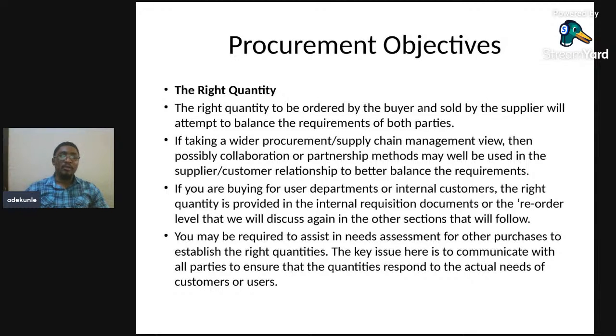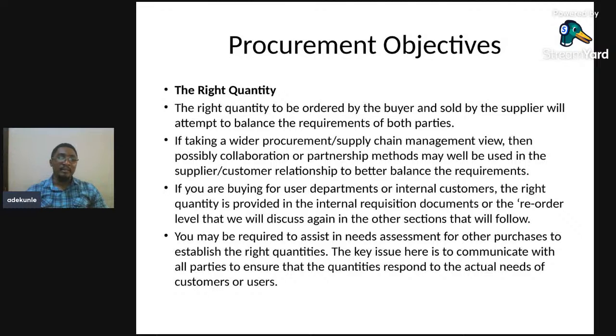And of course, when we talk about the right quantity, the quantity to be ordered or bought by the buyer and sold by the supplier will attempt to balance the requirements for both parties. Somebody is buying, somebody is willing to sell. So the right quantity is viewed in terms of demand, and also in terms of supply. If you're looking at a wider procurement or supply chain management view, then possibly a collaboration or partnership method will be used for the supplier-customer relationship to better balance the requirement of buying in the right quantity.